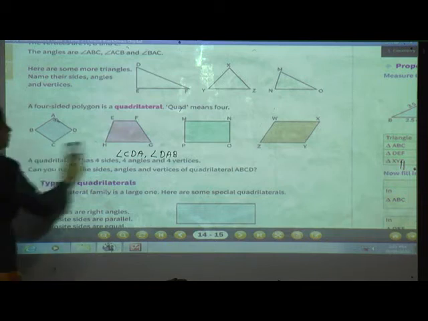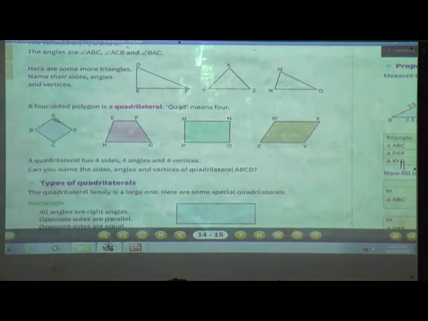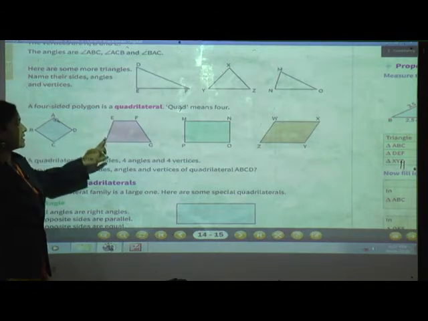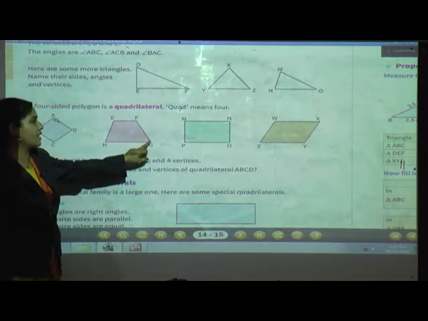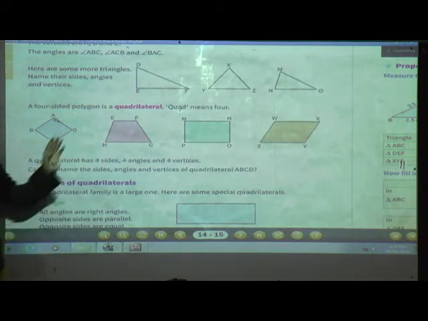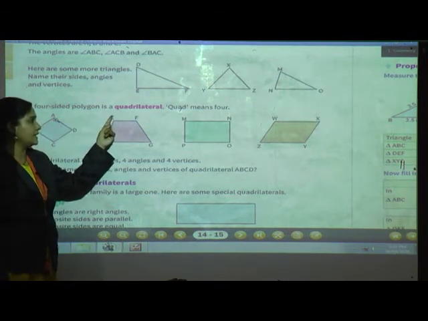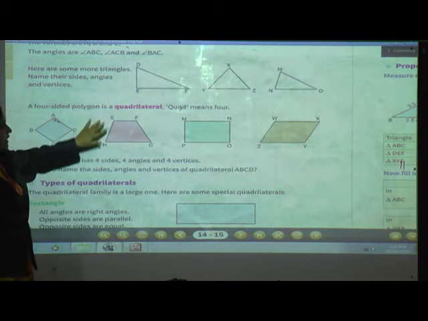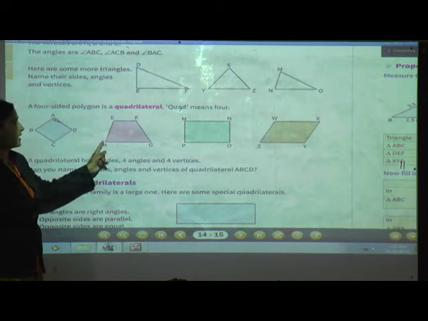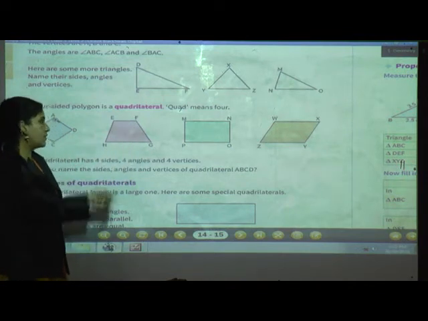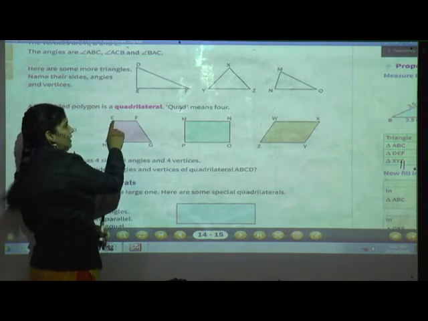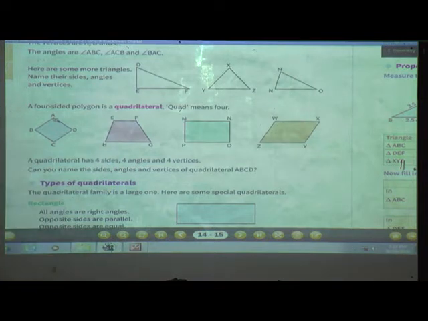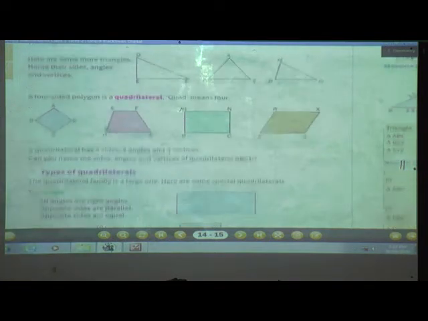Here in this figure also same. Side EF, side EH, side HG and side FG are the four sides. Even the four vertices also, vertex E, F, H, G, and four angles, angle EHG, second angle HGF, third one angle GFE, and fourth one is angle FEH. So students, we'll see types of a quadrilateral.